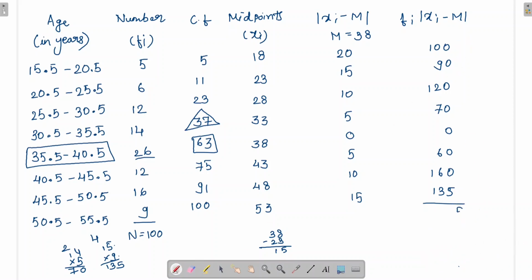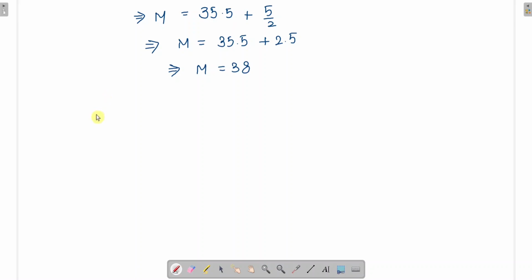so this is 5 here, 9 plus 2 is 11, 11 plus 7 is 18, 18 plus 6 is 24, 24 plus 6 is 30, 30 plus 3 is 33, 3 plus 1 is 4, 4 plus 1 is 5, 5 plus 1 is 6, 6 plus 1 is 7, so 735. So now we can find the mean deviation about the median.